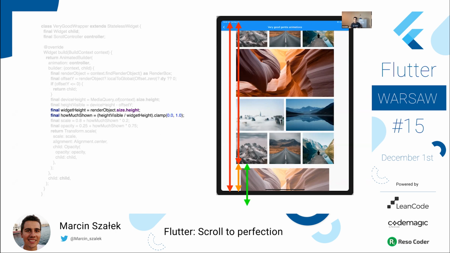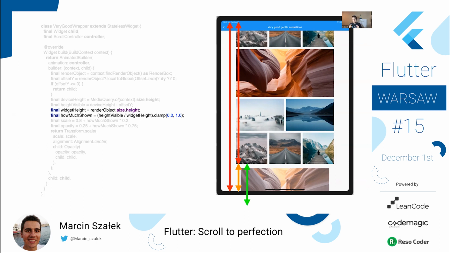And then what we can get is the widget height. So while height visible was the amount of pixels that are visible on the screen, the widget height will mean how much this widget actually should take. And when we have that, we can just divide one by the other to get the percentage value of how much this widget is shown. The clamp method is just here to keep this value between 0 and 1, to make sure we don't have like 110% of the widget shown.